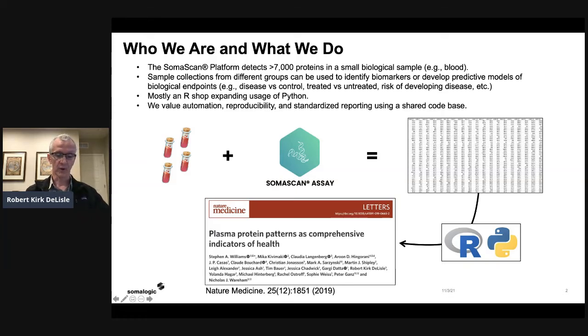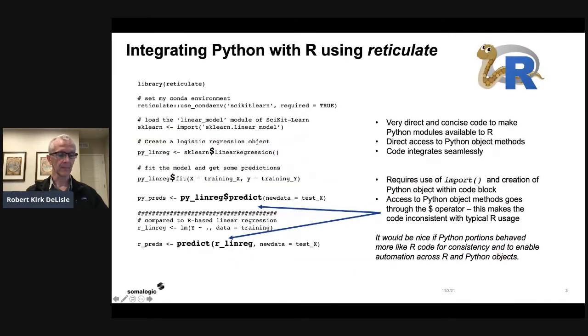Our data science group is mostly an R shop, but we're expanding our toolbox to include Python tools. Since we value automation, reproducibility, and standardization all very highly, it is important to have a common code base that can handle cross-language modeling. The reticulate package has been an extremely valuable tool in creating a bridge between R and Python, and in general, it gives a very clean interface from R to Python modules and provides direct access to Python class object variables and methods in a way that can be integrated almost seamlessly in R code.